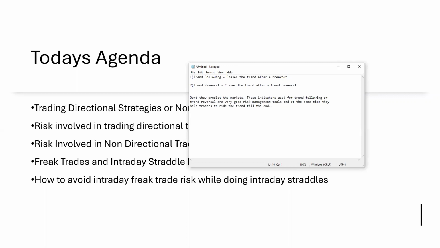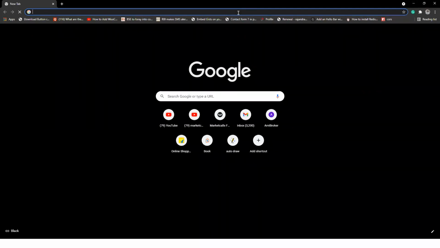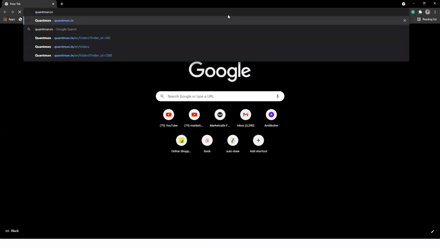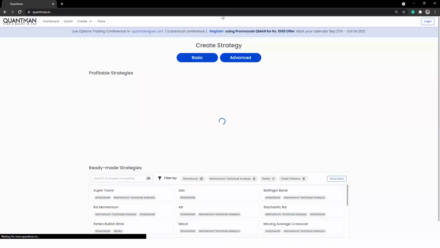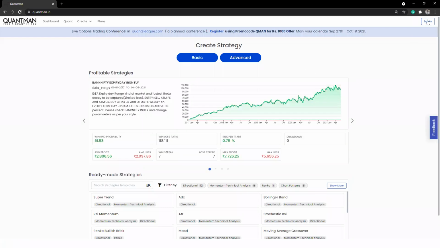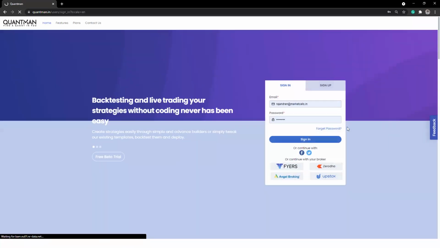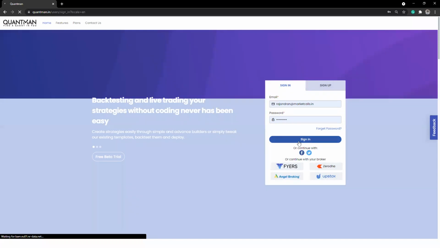So let's try to implement a very simple trading system. I'm going to show you a very simple trading system here. For that, I'm going to use a tool called QuantMan. With this QuantMan tool, we can backtest simple trading strategies. You can use it to backtest futures strategies, option strategies, a wide variety of strategies. So I want to log in to QuantMan.